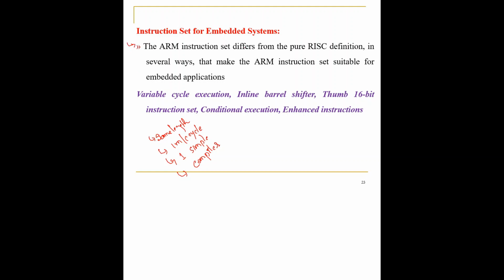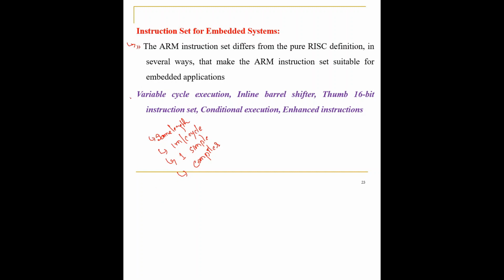The ARM instruction set differs from the RISC definition in several ways that make the ARM instruction set suitable for embedded applications. So why did they deviate? Was it purposefully done, or did it happen by itself? The RISC architecture was deviated in the ARM core purposefully so that I can make my ARM processor fit for almost all embedded system applications. So in what ways does it differ?